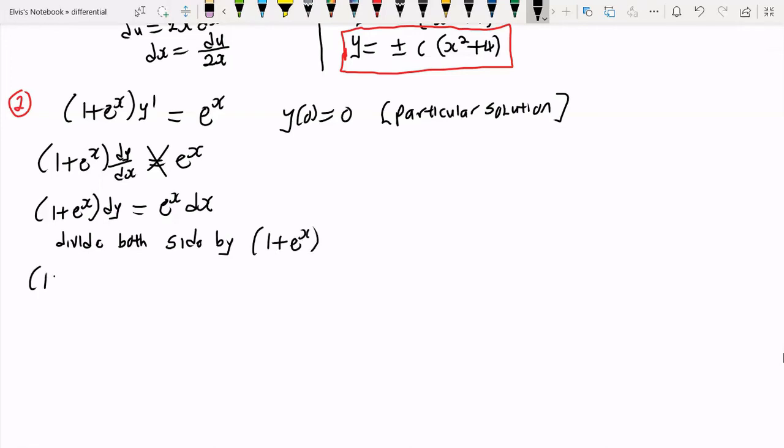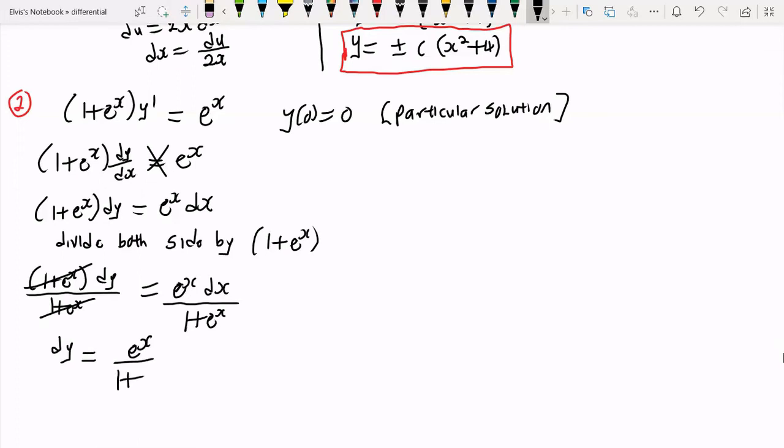Okay, so this is going to be 1 plus e raised to the power of s dy divided by 1 plus e raised to the power of s. So this is on the left side. Then this is equal to e raised to the power of s ds over 1 plus e raised to the power of s. So this is on the right side. As you can see, guys, 1 plus e raised to the power of s is going to cancel out. So on the left side, we have dy is equal to, now on the right side, we have e raised to the power of s divided by 1 plus e raised to the power of s ds.